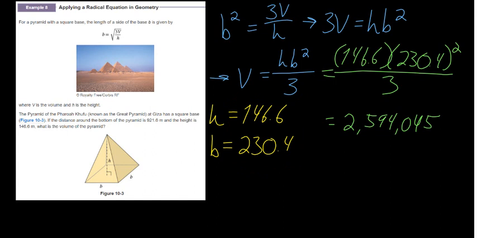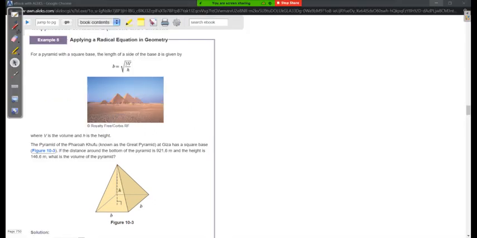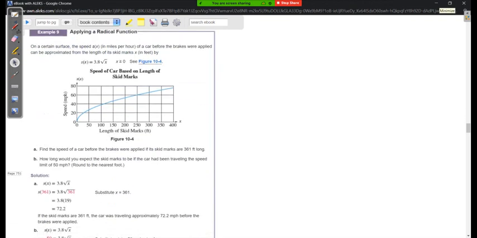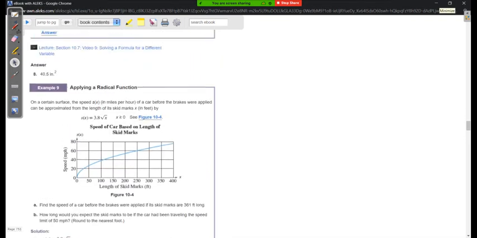I got my volume at 2.5 million cubic meters. Maybe the recap made it clearer. And I believe this would be the last problem.